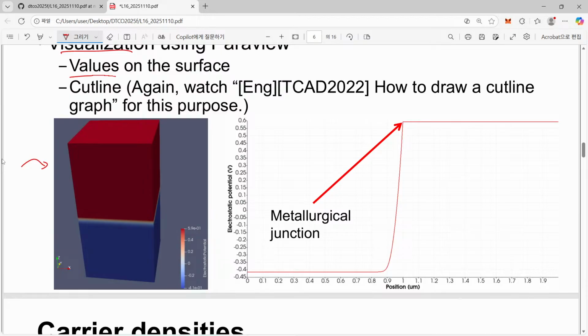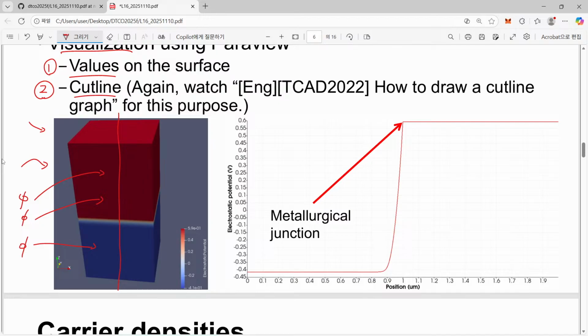This one shows the values of your electrostatic potential on the surface. Actually, this is a volume, a cuboid, and at every point inside this volume, we have a certain value of electrostatic potential. However, this volume view, the three-dimensional view, just shows the surface value of our electrostatic potential. And we may have different options. For example, a cut line graph. Along a certain line, you can get the point-wise value.